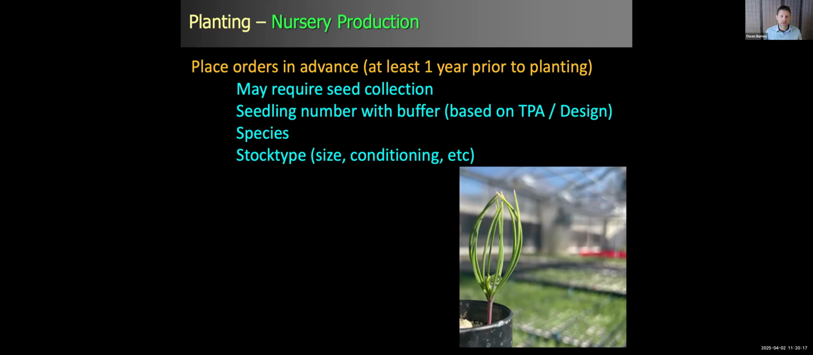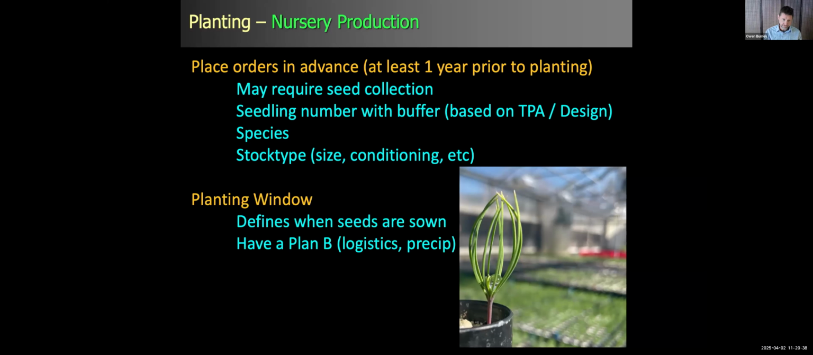You need to know how much you need and put in a buffer, both for the nursery and for yourself. Of course, working with the nursery to figure out the species. And then again, the stock type, what Jeremy kind of talked about too, in terms of different sizes, what we can do in terms of conditioning, and all those things need to be planned out well in advance.